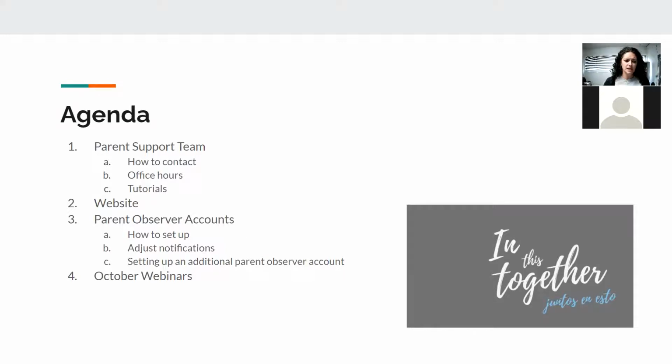And we're going to spend a little bit of time talking about parent observer accounts, just how to get them set up, how to adjust your notifications if you're getting more information than you wanted. If you've already set it up, we can talk about how to adjust those. And then also, if you want to set up a separate and additional parent observer account, we'll walk through those steps as well. We will talk a little bit about the rest of October and kind of what we will do. We'll have 2 more October webinars, and so we'll cover those really briefly at the end as well.